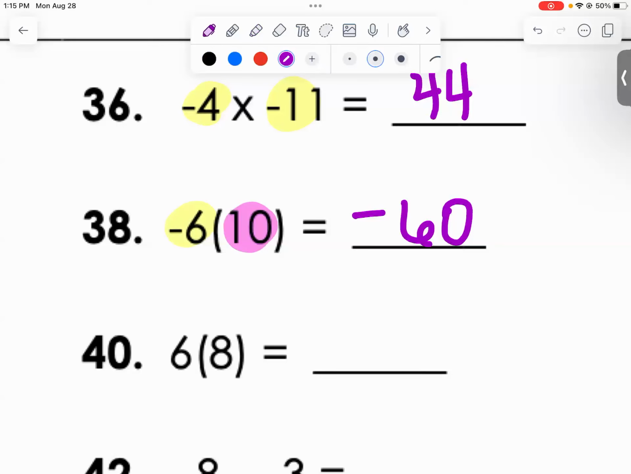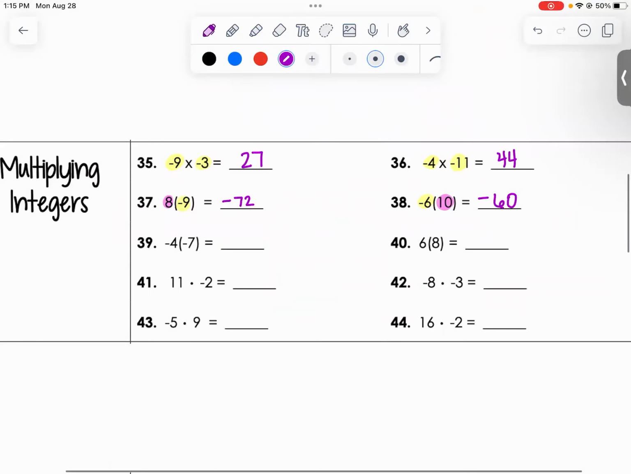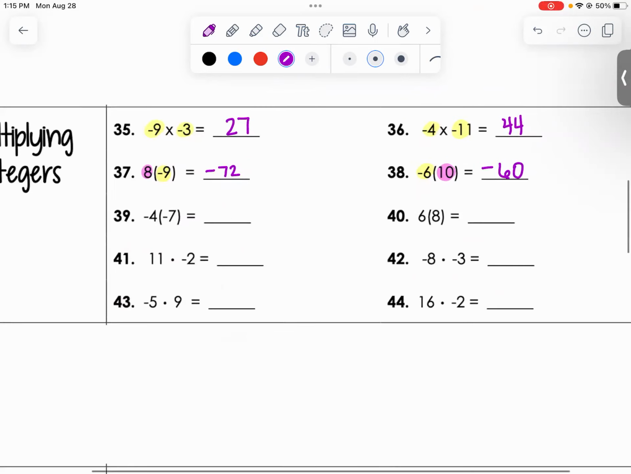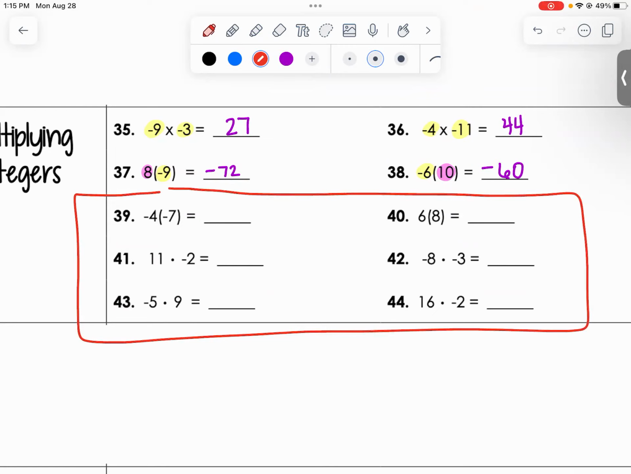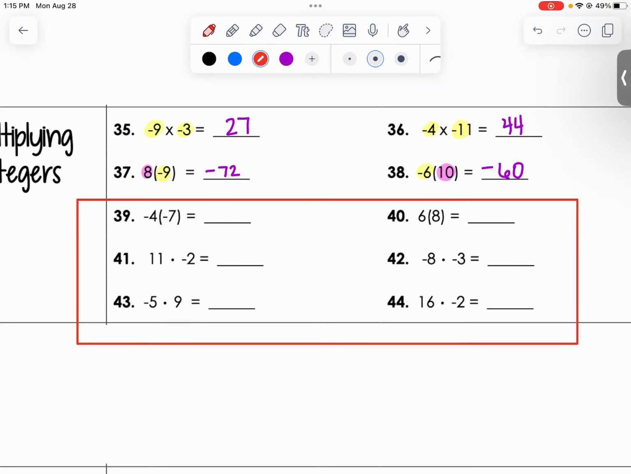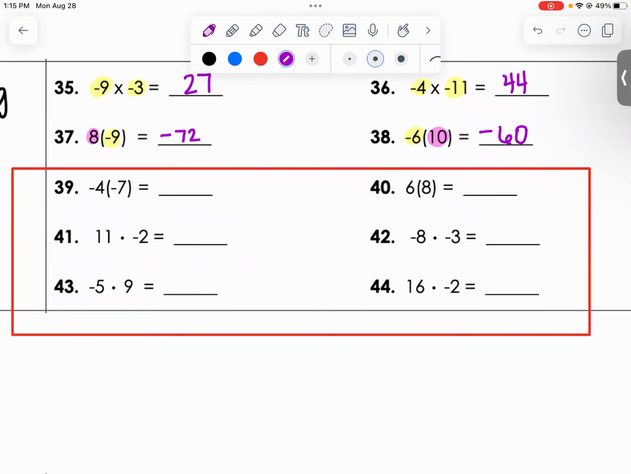So this is what I'm going to do. I am going to give you a couple minutes. I would like you to complete 39 to 44 and then stop. Not scary. Just a few problems for you to do.